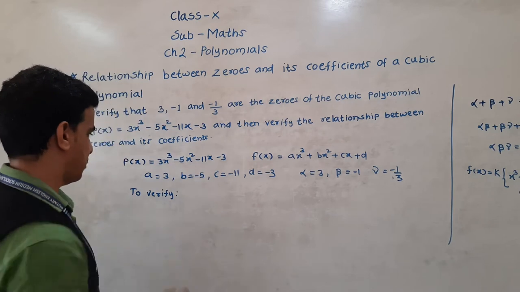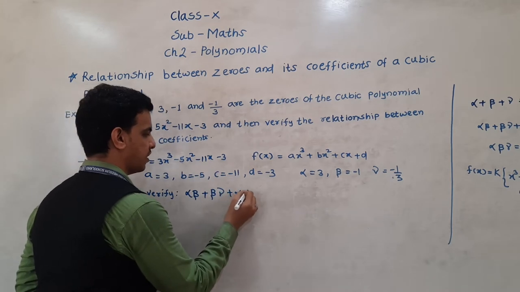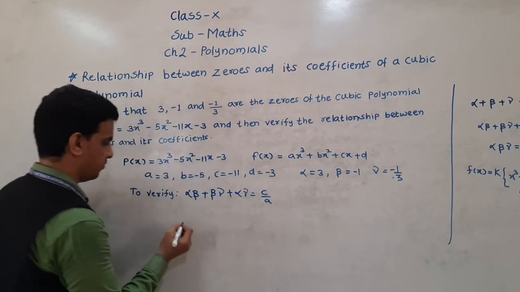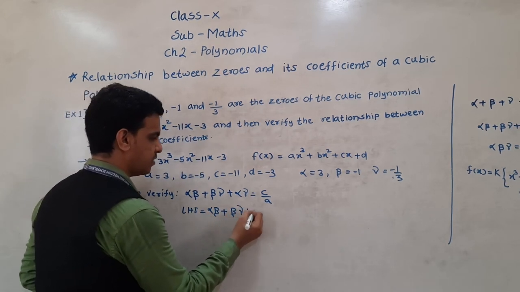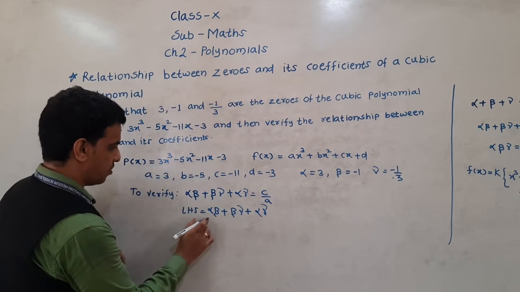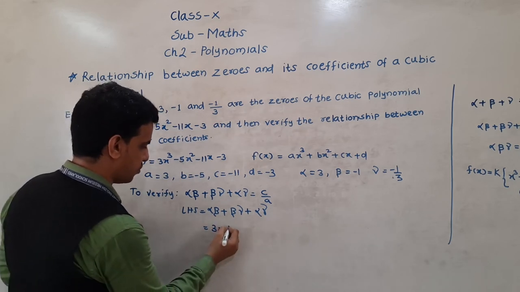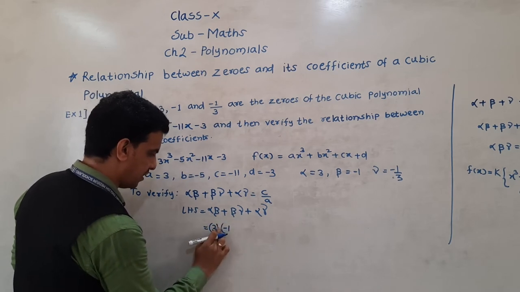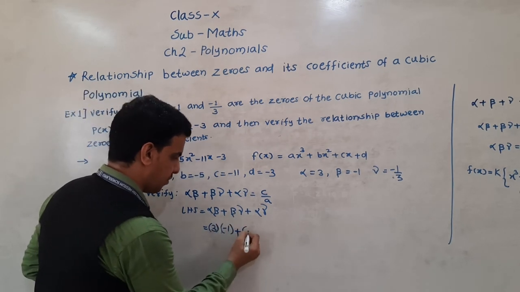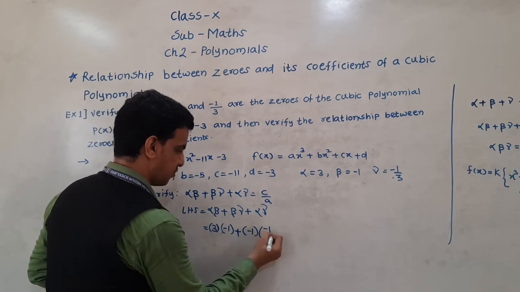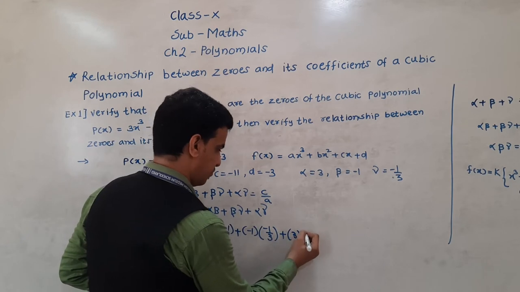So the second relation is alpha beta plus beta gamma plus alpha gamma is equal to c by a. For the LHS, that is alpha beta plus beta gamma plus alpha gamma, put all the values: alpha is 3 into beta is minus 1. So here you can give brackets, 3 into minus 1, plus beta into gamma, that is minus 1 into minus 1 by 3, plus alpha into gamma, that is 3 into minus 1 by 3.